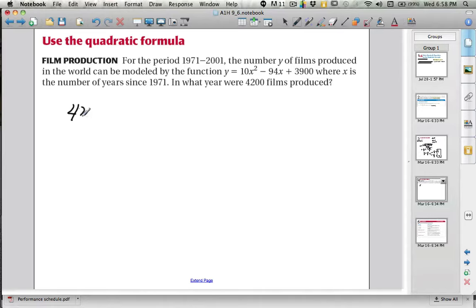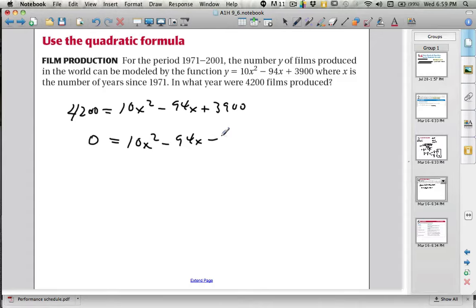So I know that if I take 4,200 and plug it in for Y, that's going to equal 10x squared minus 94x plus 3,900. And if I subtract 4,200 from either side, I'll get 10x squared minus 94x minus 300. Okay, and this is certainly a case where you might look at this and go, oh, I really don't want to complete the square. That's not going to be any fun.